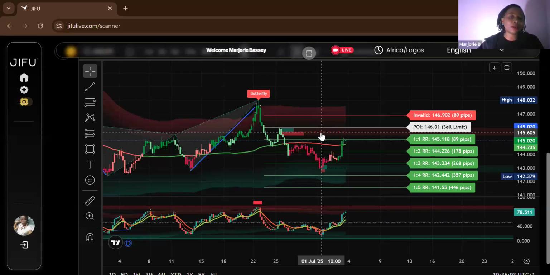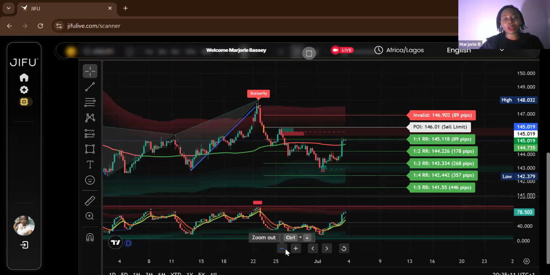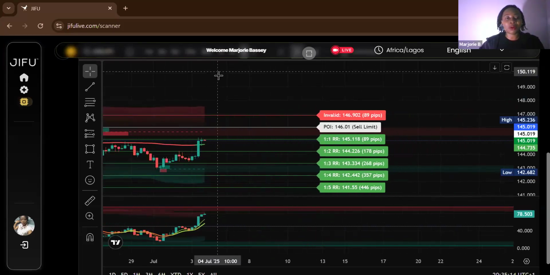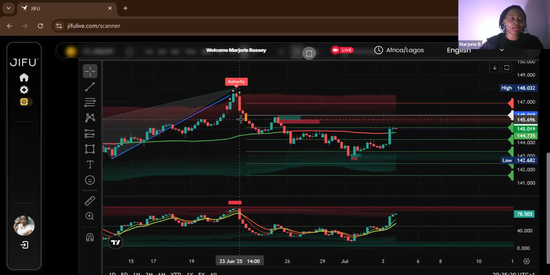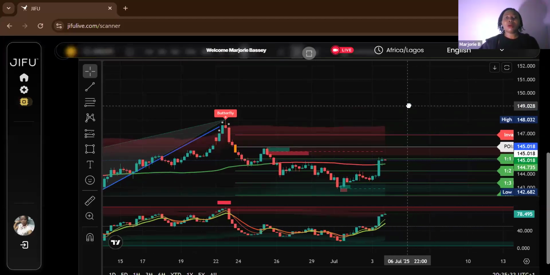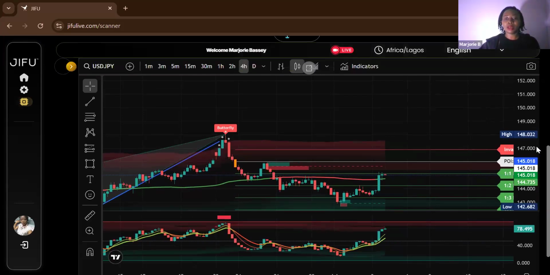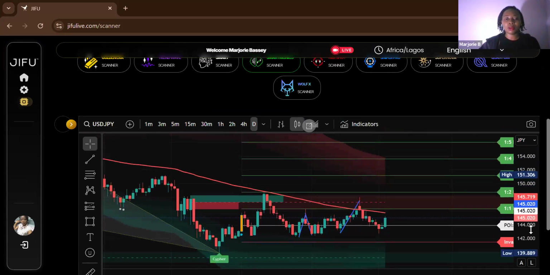And then another thing is that you have to wait for the rejection candle of that zone. Very important. You have to wait for the rejection candle of that zone. This orange candle here is the rejection candle of that zone. And then why do you have to wait? Now, in a lot of cases, let me look for a higher time frame where I saw that rejection candle.